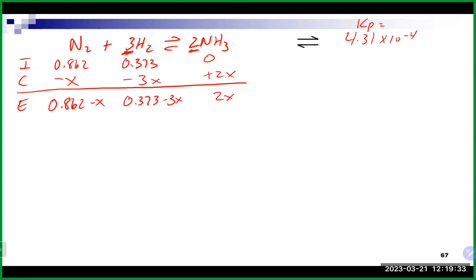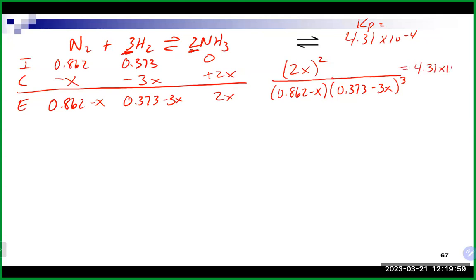Like normal here, we're going to put this into our equilibrium expression. So that is going to give us 2x squared up on top, divided by 0.862 minus x times 0.373 minus 3x, and we've got to remember we still need to cube it. And that will equal our 4.31 times 10 to the minus 4.